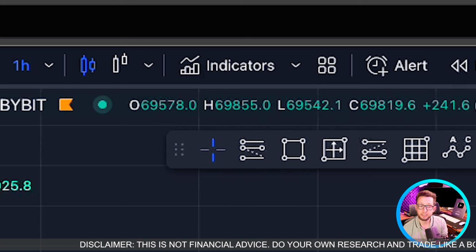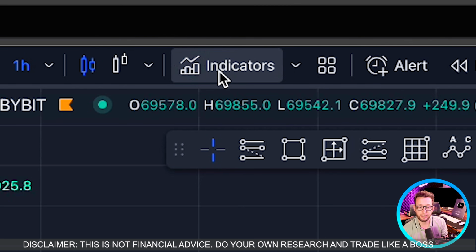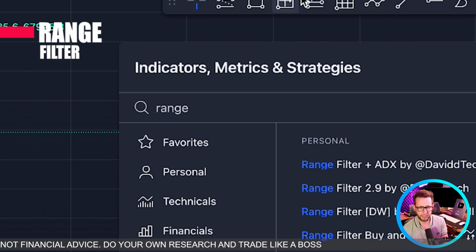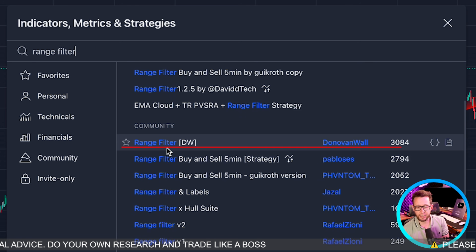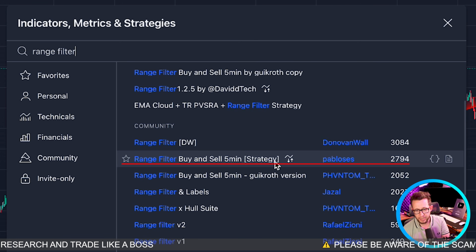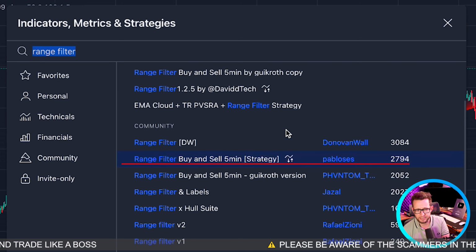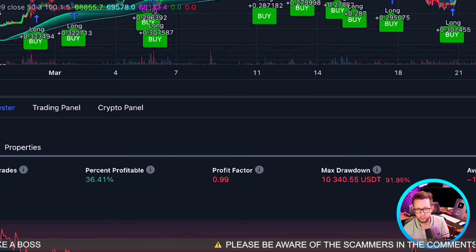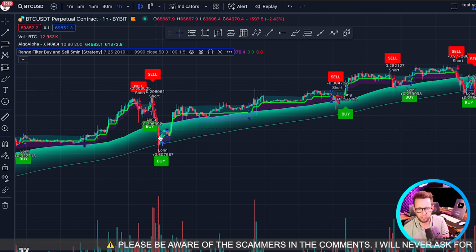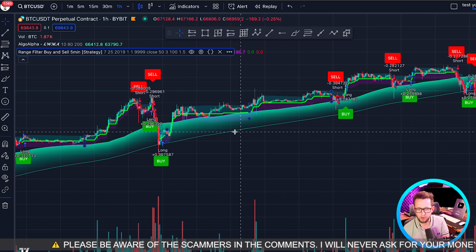Right, the next indicator that we're going to be adding to our chart is the range filter. So we're going to type range filter in the indicators section up here. And the actual indicator is this one here. I'm going to add the second one, which is actually the strategy. The reason is it actually plots labels on the chart as well. Now, I'm interested in labels because it's a buy sell signals and we want that for our strategy.